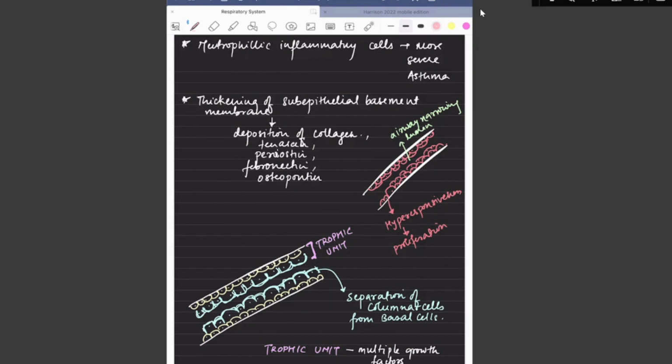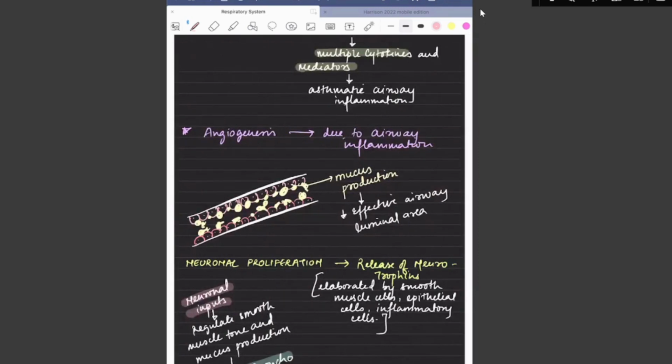There is something which is called a trophic unit. The trophic unit is nothing but there is a separation of the columnar cells from the basal cells. Now, the trophic unit causes multiple growth factors release and causes airway remodeling, release of multiple cytokines and mediators, in turn causing airway inflammation. Now there is also angiogenesis which is seen, which is in turn due to airway inflammation. There is also excess of mucus production, which in turn causes decrease in the luminal area.